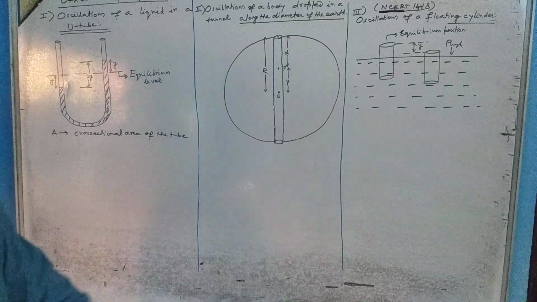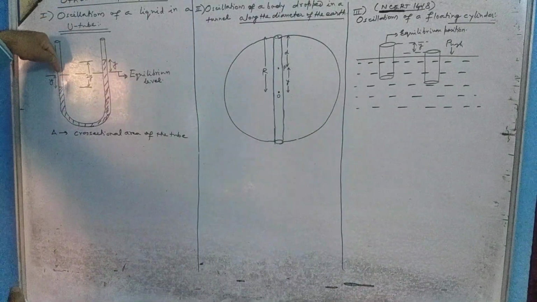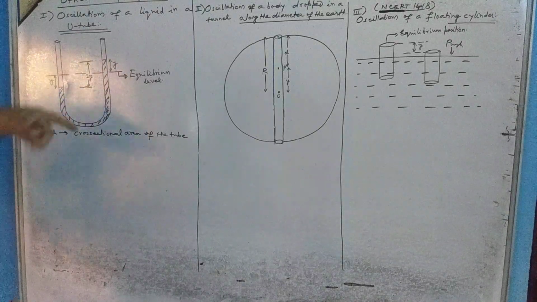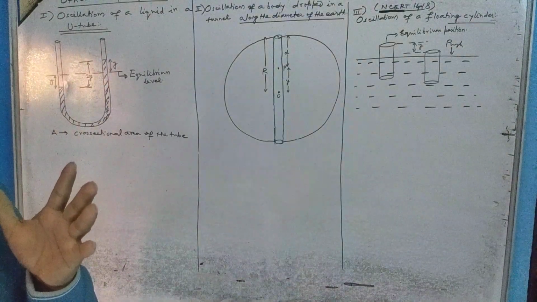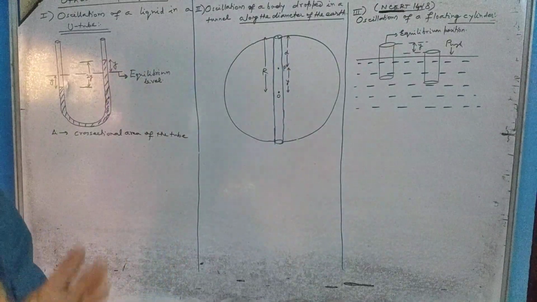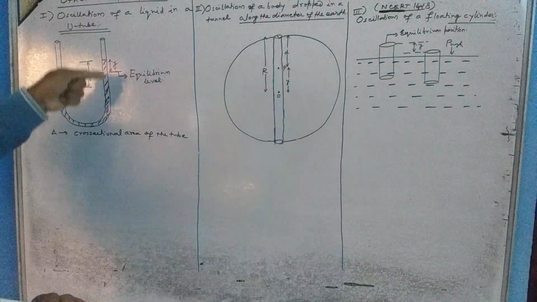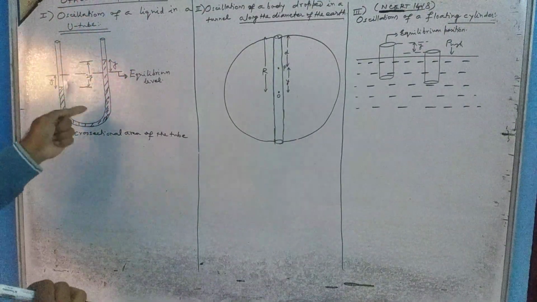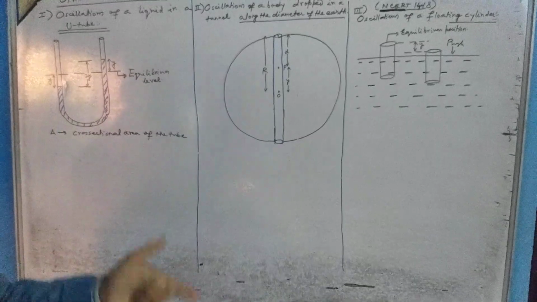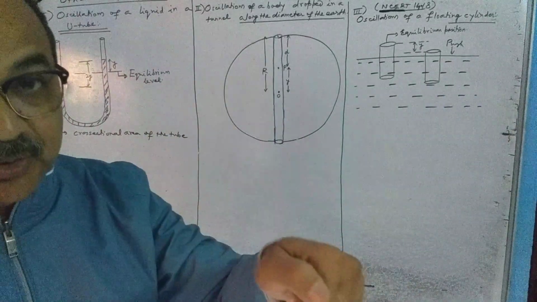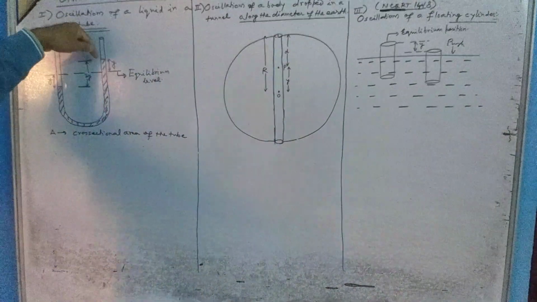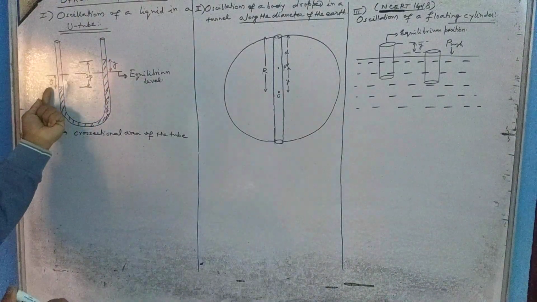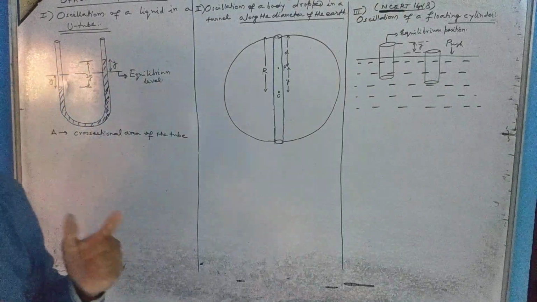Suppose the liquid in the left limb is pressed down and released to itself. What will happen? The liquid level will oscillate like this and it will always try to move toward its mean position. This liquid level will try to go to its equilibrium position downward, and this will try to move to its equilibrium position upward.